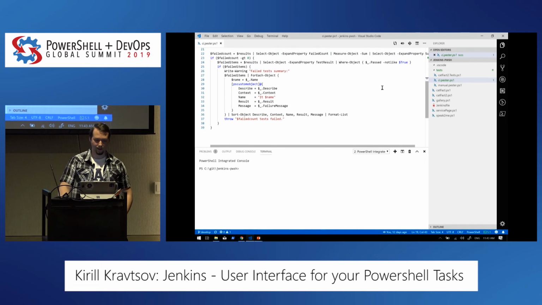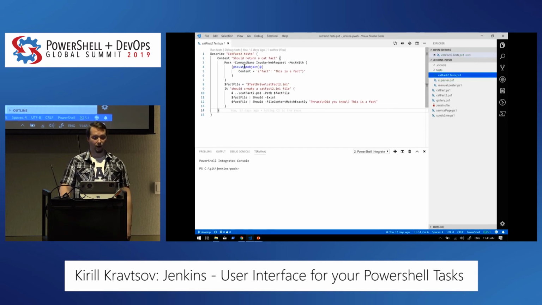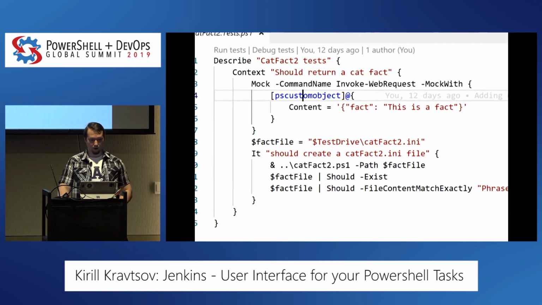I won't go into details here, but it will report what failed, and if it failed, then crash the job, basically. And this is a simple test for your file. So in here, you see a context. What are you actually doing?